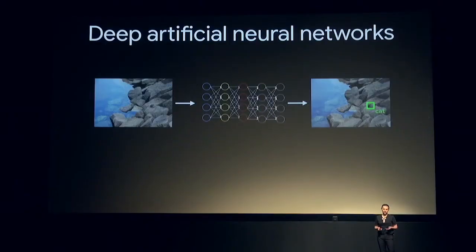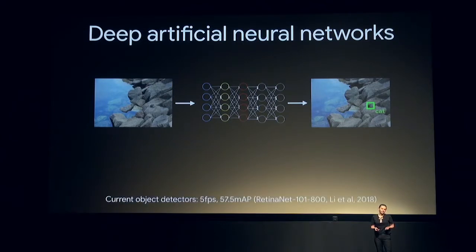Now, it is common practice that if we are not quite happy with the accuracy of the system, we can make the systems deeper by adding more layers, because this increases the capacity of the network, the expressivity of the network, so we get better accuracy. But this doesn't come for free, of course. This will lead to increasing the processing time, the latency of the system. So to the point where current object detectors run at around 5 frames per second, which is great, of course.